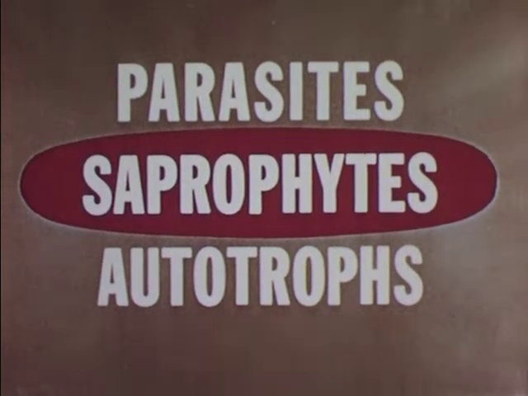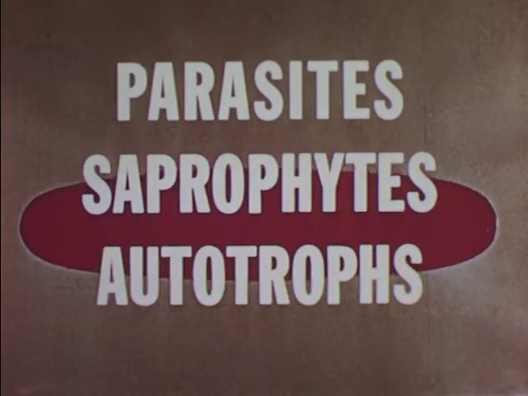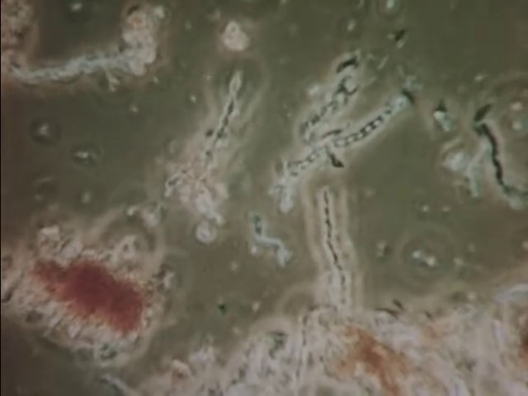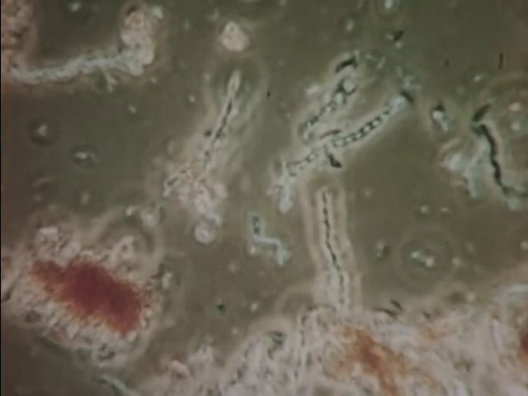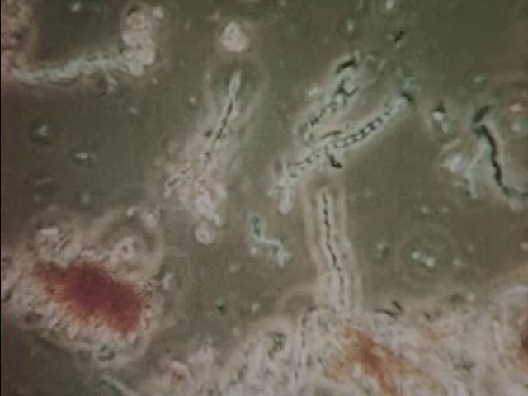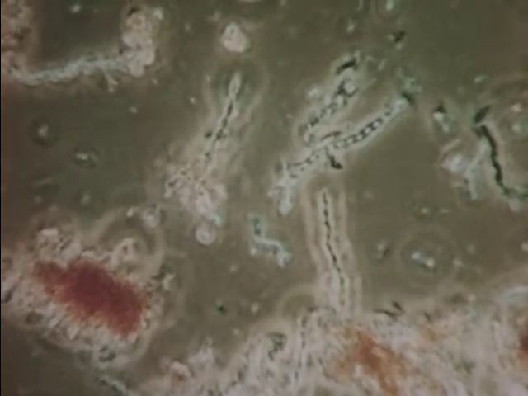Autotrophs get their energy from minerals or other inorganic materials. The autotrophic bacteria seen here live upon a form of iron. Through oxidation, they change one form of iron into another and use the energy that is released.